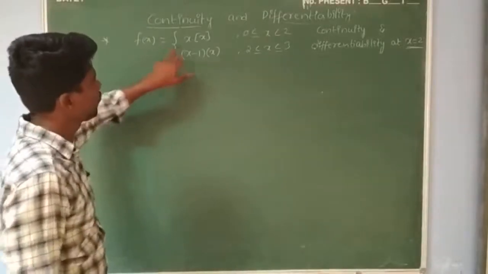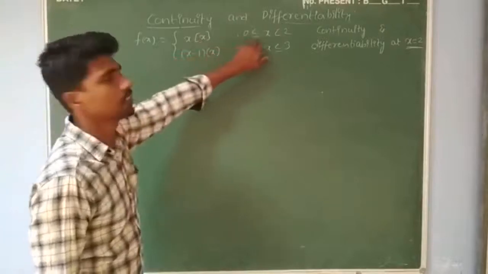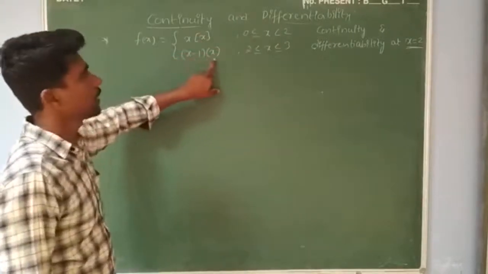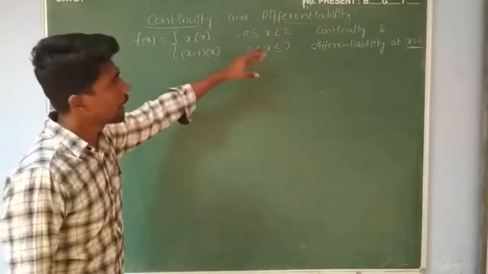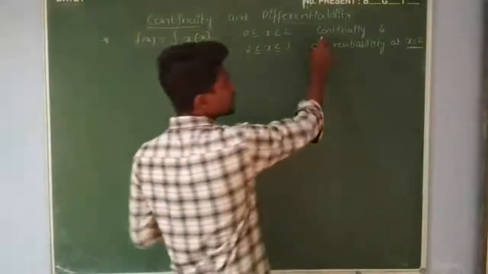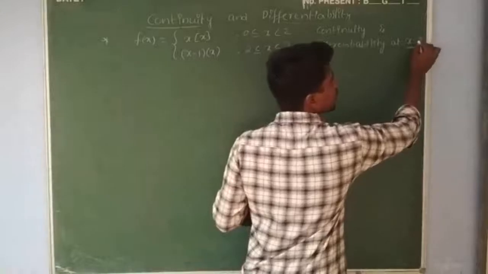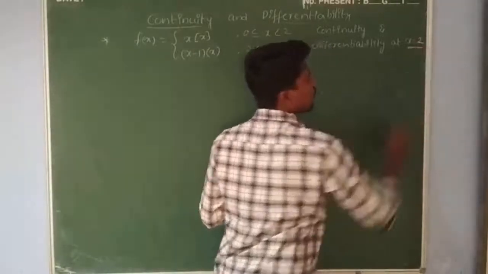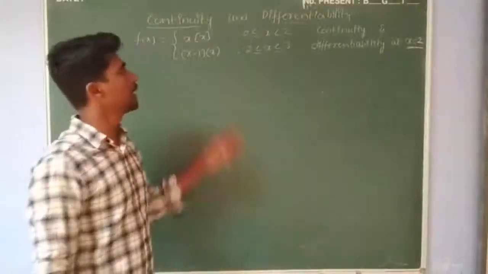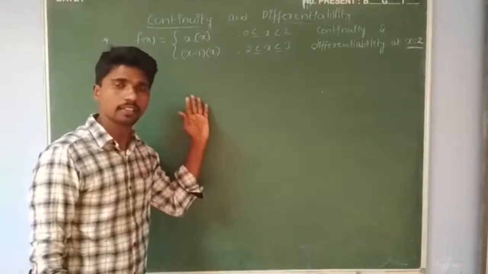Given a function f of x equal to x into step x for this interval, and x minus 1 into x in this interval. Examine its continuity and differentiability at x equal to 2. At x equal to 2, we have to examine its continuity as well as differentiability.